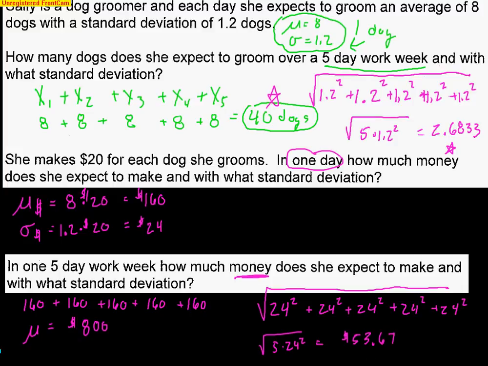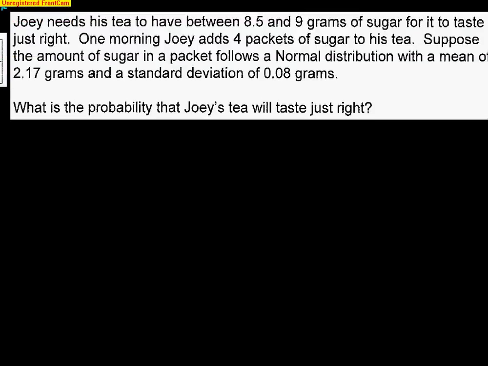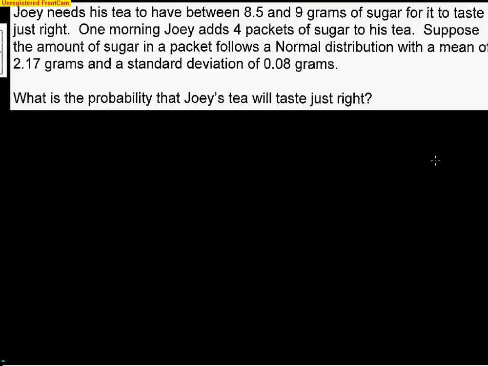So over the course of a 5-day work week, I expect to make $800, but that's going to vary, and it's going to vary by $53.67. So this is an example of combining random variables and making sure that you understand how to combine them. This middle one here, this problem right here, is the idea of just transforming to money, which is very easy, just simple multiplication.